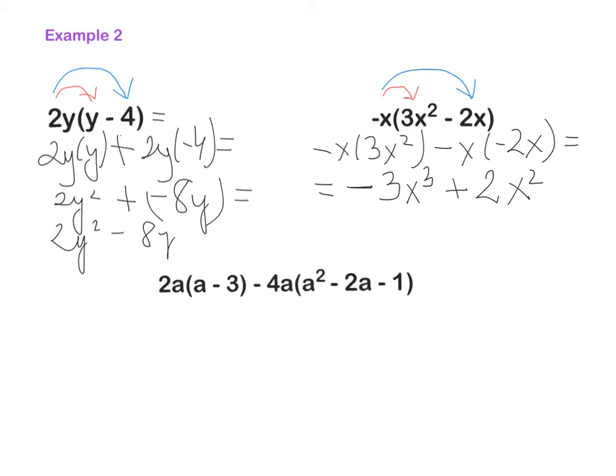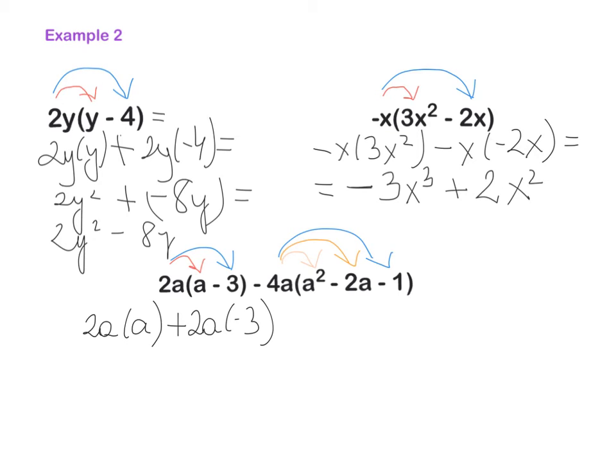And the last one in here, so we have two brackets. Okay, so again we need to break it down step by step. First of all, draw the arrows. Okay, so we have here, and here, and here. Right, so 2a multiplied by a and 2a multiplied by minus 3. So 2a multiplied by a plus 2a multiplied by minus 3.